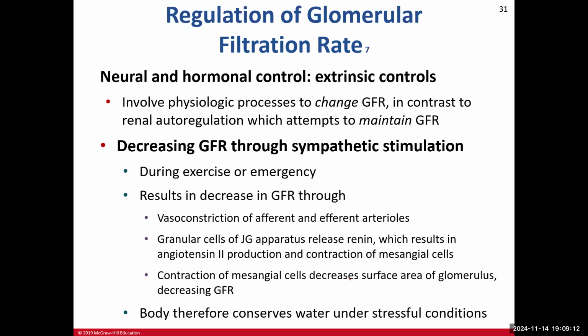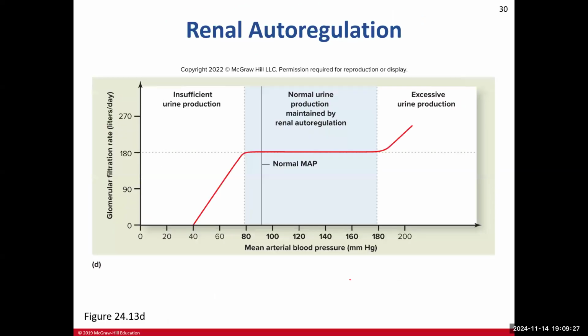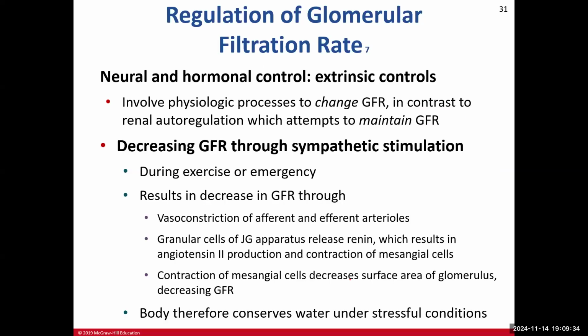Now, remember the intrinsic is there to maintain the glomerular filtration rate at 180 liters of filtrate made a day. But now those values have changed. We're running into a situation where we can't maintain this value. It either starts to drop or it starts to increase. So we're going to call in the big guns, our extrinsic factors, because we need to change our glomerular filtration rate because the intrinsic couldn't do it.